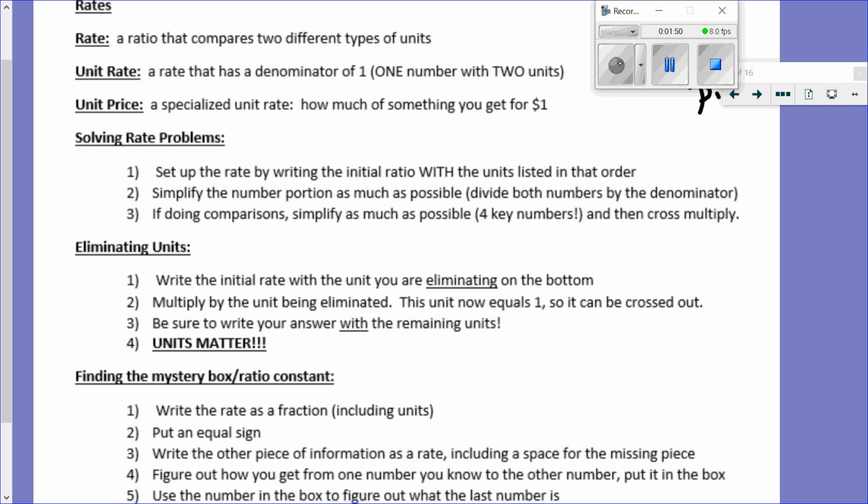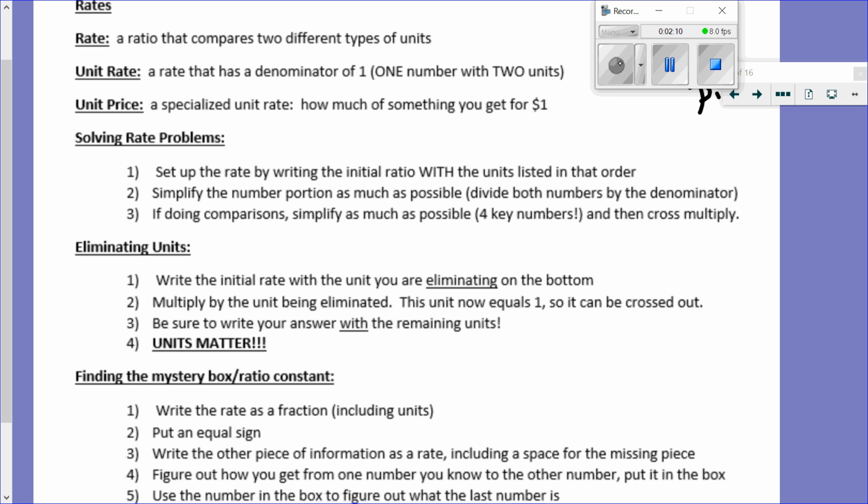Understanding unit price will help you do that because you're able to quickly find the best deal around. So a unit price is a specialized unit rate. How much of something you get for $1, or you can also say how many dollars one unit of something costs. So you can look at unit price in either of those ways.